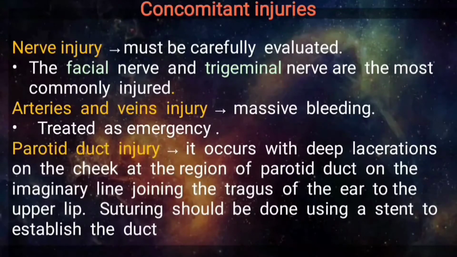Nerve injury must be carefully evaluated, like facial nerve or trigeminal nerve, each in its specific anatomical location. Arterial and venous injury should be searched for any bleeding or oozing to ligate it and stop bleeding. Also in the cheek region, we should examine the cheek internally very carefully to check if there is parotid duct injury, like in deep laceration of the cheek.